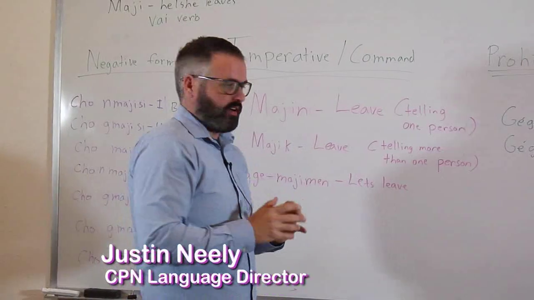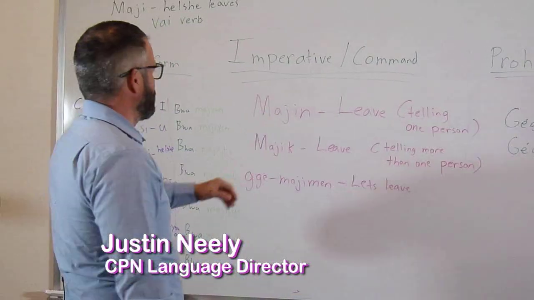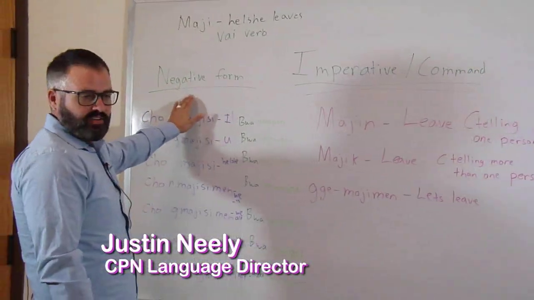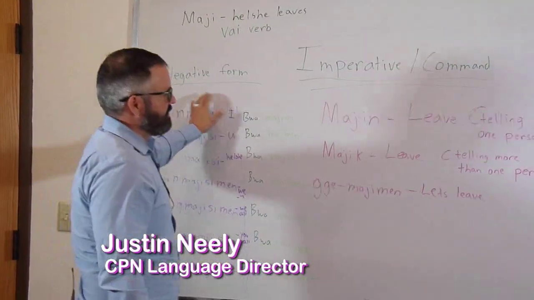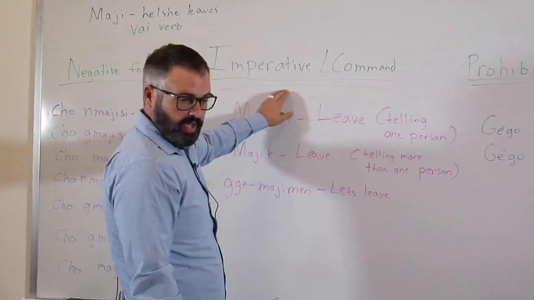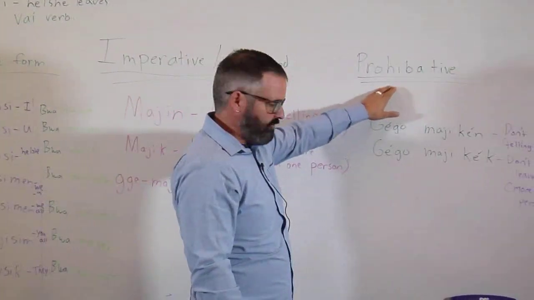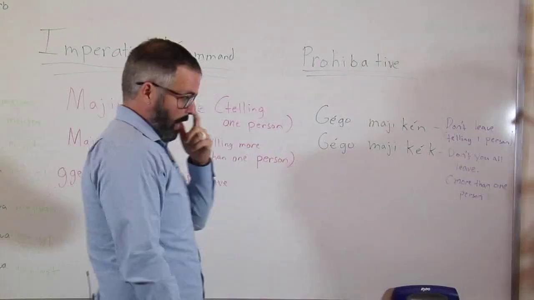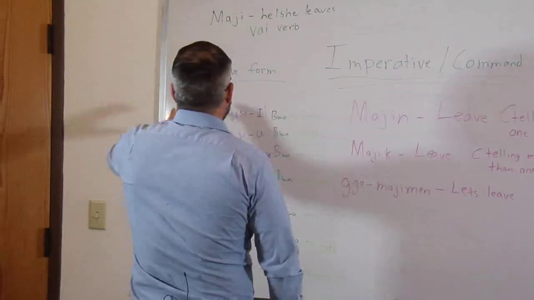The last area that I want to cover is some of these other forms. We have what's called the negative forms, which is when we're making a negative statement. We have the imperative or command form, and we have the prohibitive form, where you're telling somebody not to do something. So we'll start over here with the negative form.